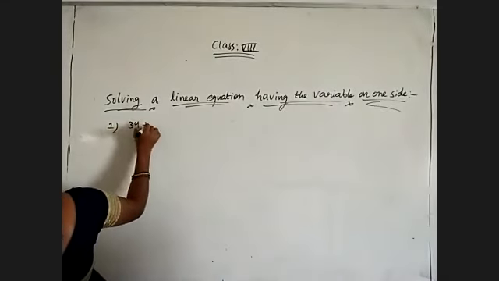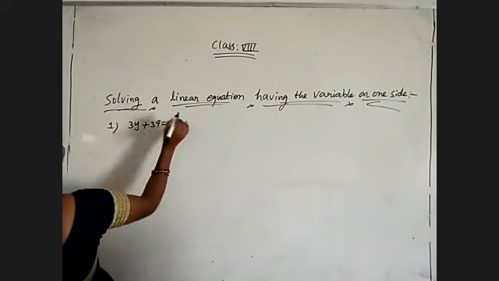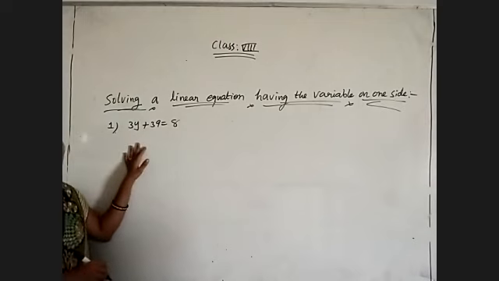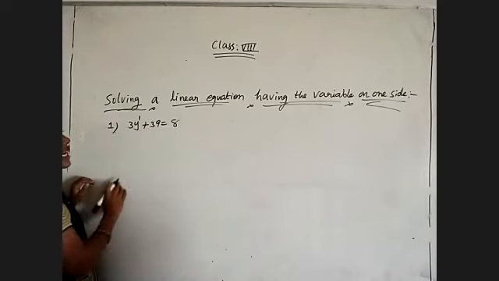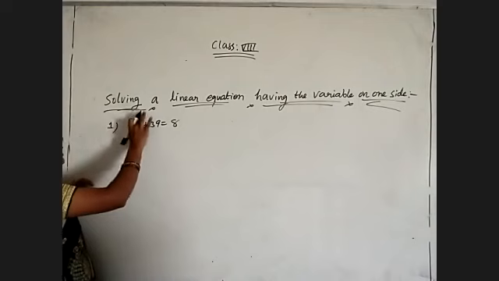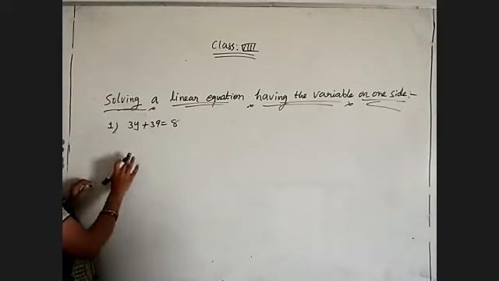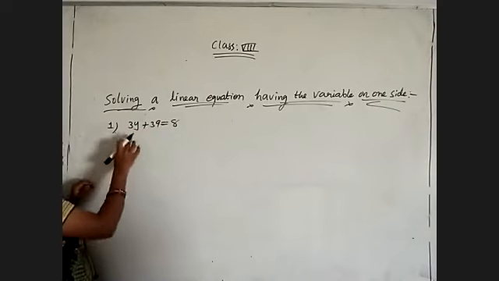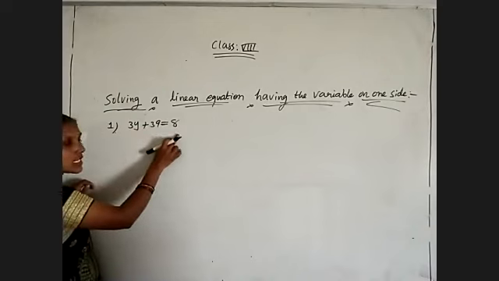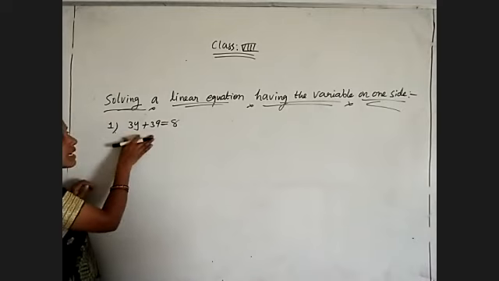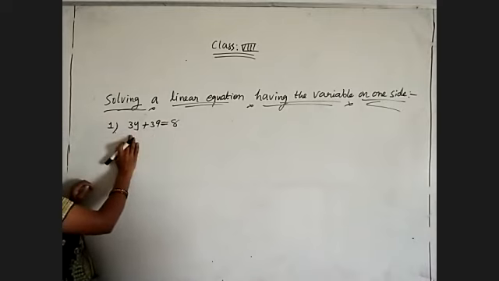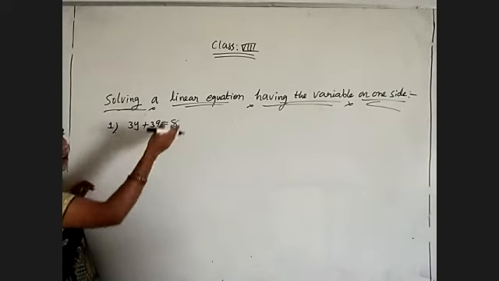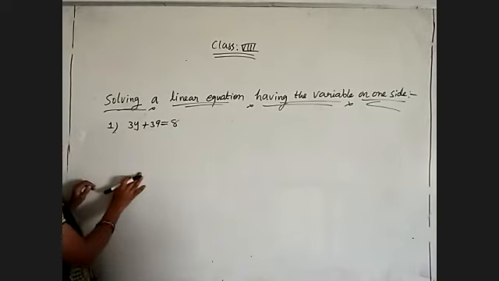3y plus 39 is equal to 8. Okay, so whether it is a linear equation or not, we will check. The degree of this equation is 1, so it is a linear equation. What is the LHS of the equation? 3y plus 39. What is the RHS of the equation? 8. So on the left side we have the variable y. Only one side we have the variable, not both sides. So how to simplify this type of equation, we will see.